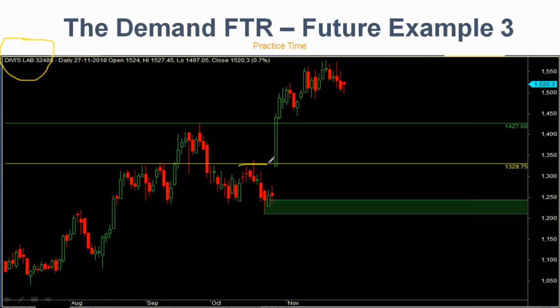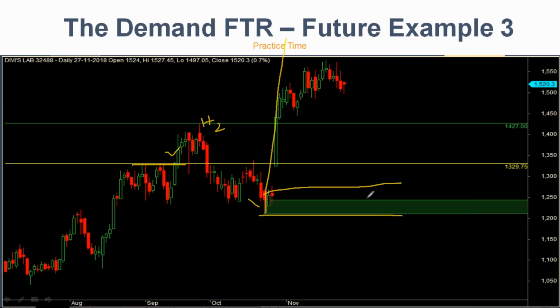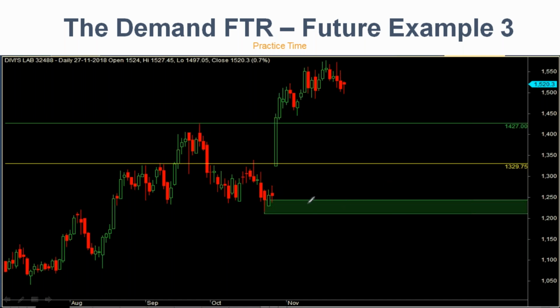Now I have not put anything there. H1 formed. I'm sorry, not here. This one. So here is H1 formed. Price broke the high. Formed H2 here. Now price came all the way down and then bounced from there. And this is another beautiful zone which I want to trade. Okay, friends. So this is one beautiful FTR I want to trade.